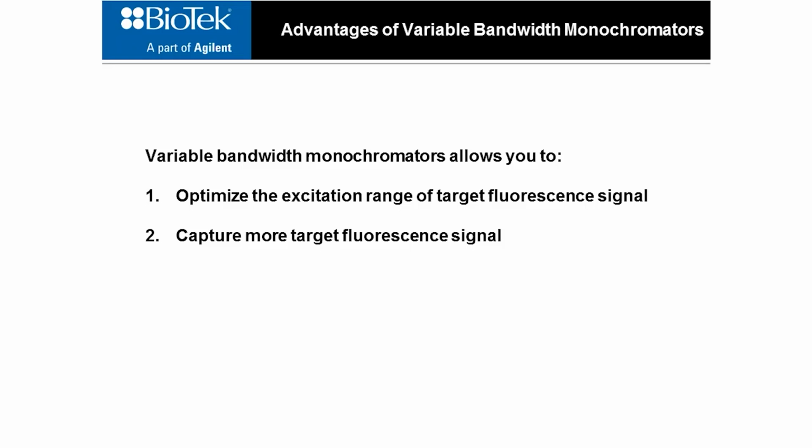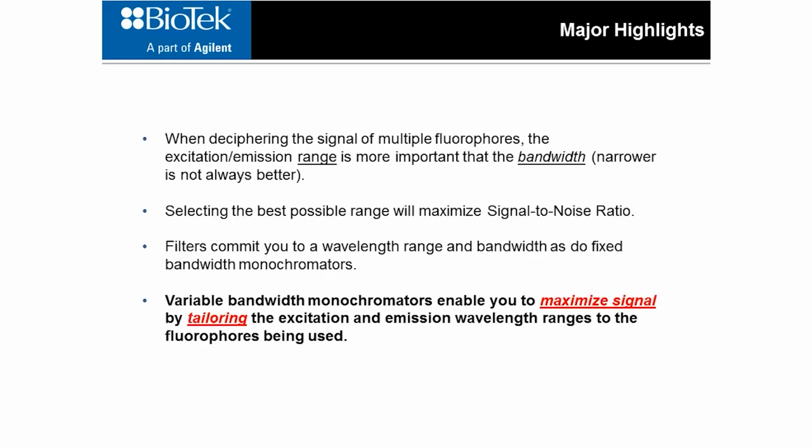And just to point out that variable bandwidth monochromators give you the flexibility to do two things. It allows you to optimize the range of your target fluorescent signal, and also to capture more of that target fluorescent signal as well. And it's important that when deciphering the signal of multiple fluorophores, the excitation and emission range is more important than the bandwidth. Narrower is not always better, as we showed with the GFP. If it's positioned correctly, a greater emission bandwidth will actually help you get a better signal to noise.